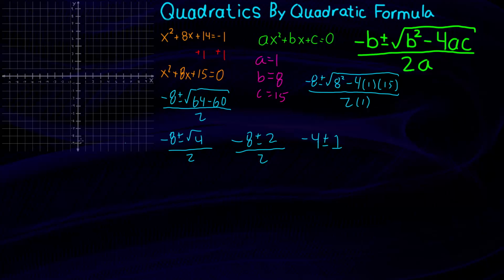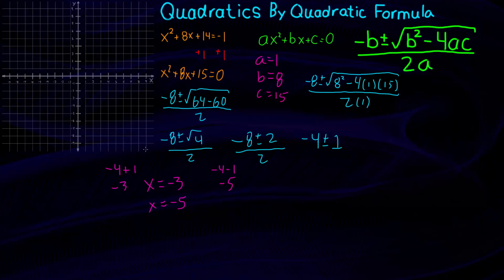We'll go ahead and write out the two different versions of this answer. So first we've got negative 4 plus 1, and that is going to be negative 3. And so one of the solutions is x equals negative 3. Now let's look at the other solution, and that is negative 4 minus 1, which is negative 5. So the other solution is x equals negative 5.